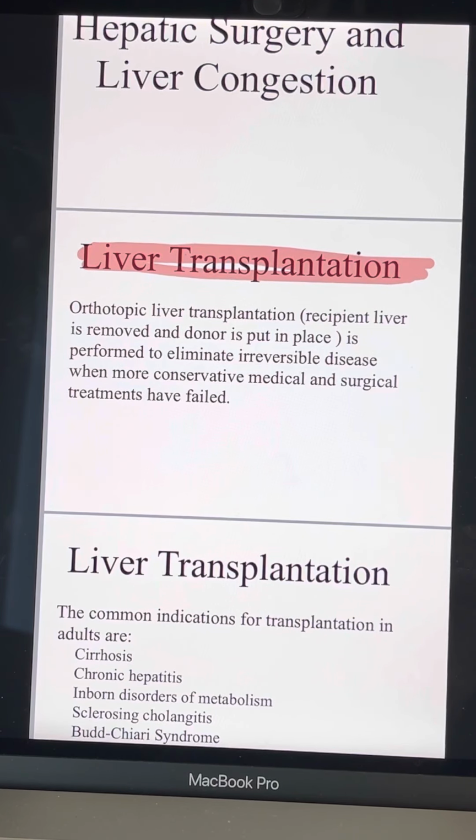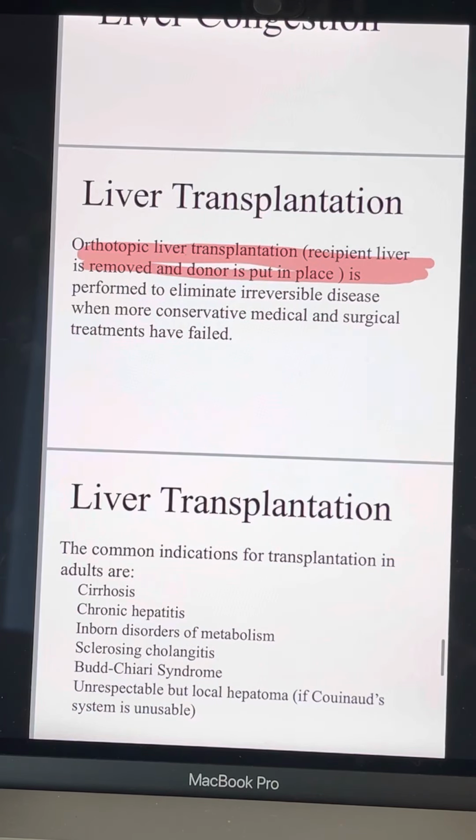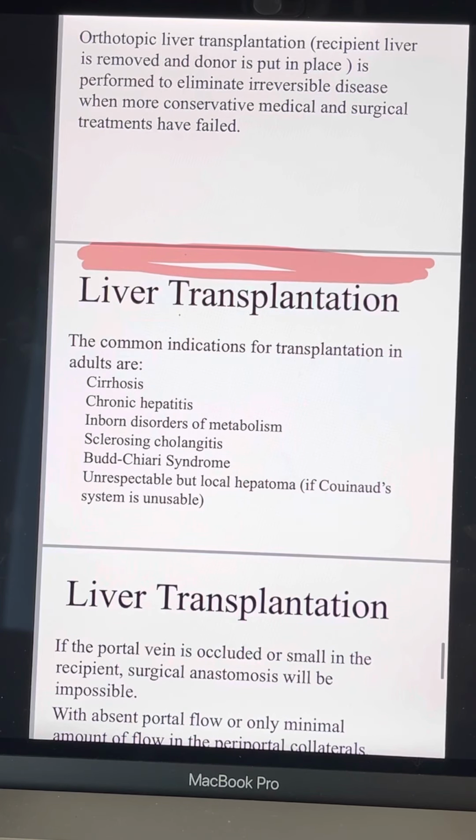It's performed to eliminate irreversible disease when more conservative medical or surgical treatments have failed. Mainly we talk about cirrhosis. Cirrhosis is also called end-stage liver disease. So if the patient has cirrhosis, there is no return. That's the time when liver transplantation is required. And cirrhosis mainly comes from overdrinking. So that is why it is recommended that drinking not be above a moderate amount, because finally it can lead to the problem where the patient might need a liver transplant.